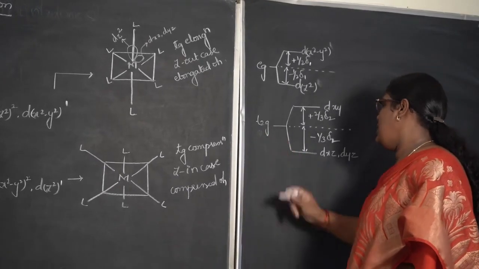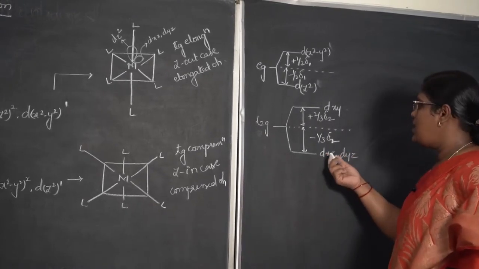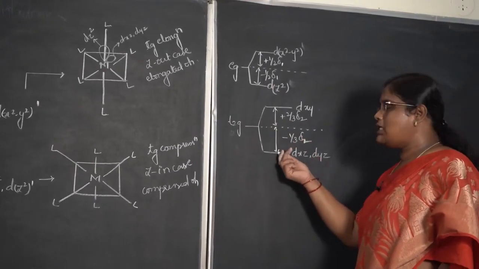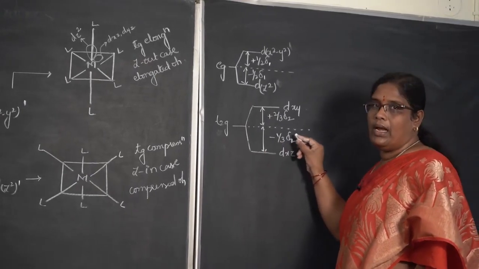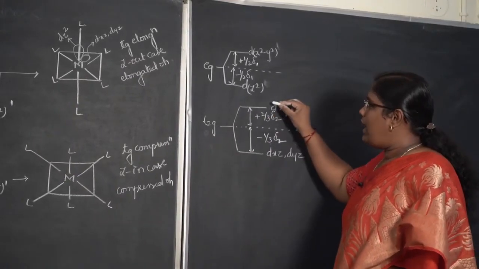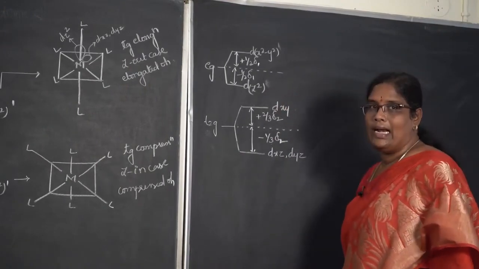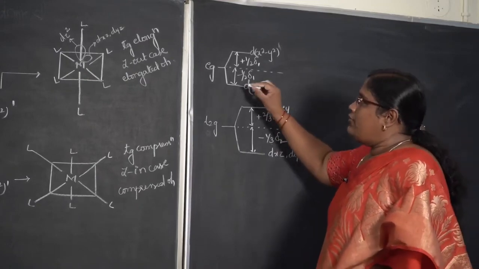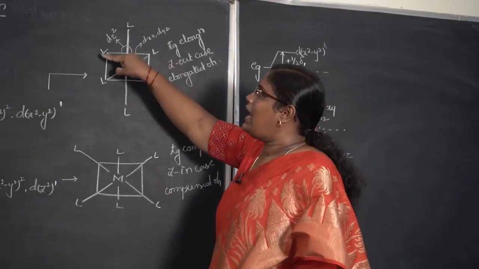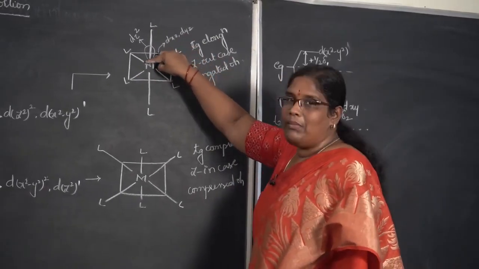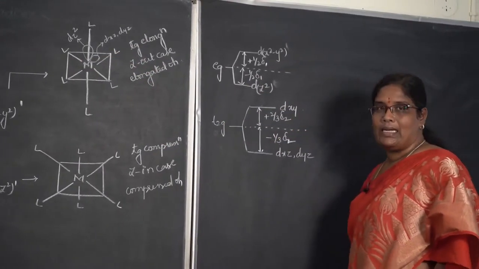If you take T2G, the dxz and dyz, they are close to the z-axis. So these two orbitals are losing the energy, and the energy loss is minus 1 by 3 delta 2. dxy, it is gaining the energy, and its energy gain is plus 2 by 3 delta 2. So first the metal is repelling the ligands, distortion occurs, then the ligand field is going to repel the metal electrons, and that is going to split the degeneracy of metal orbitals.